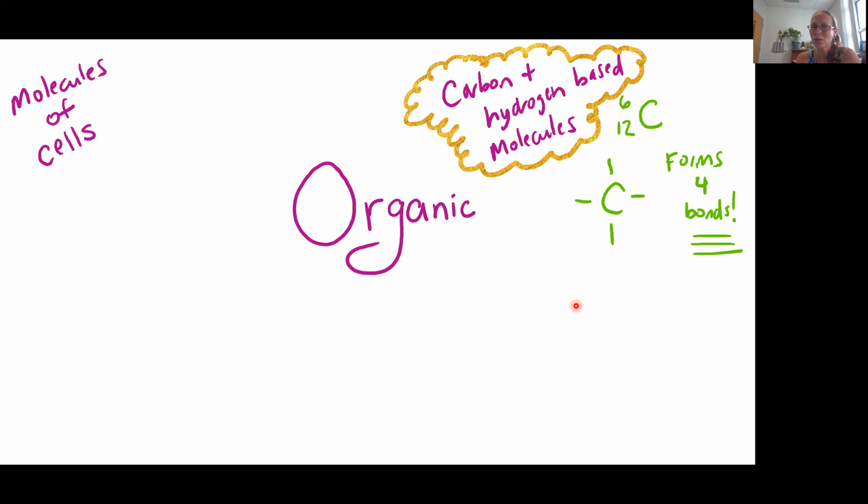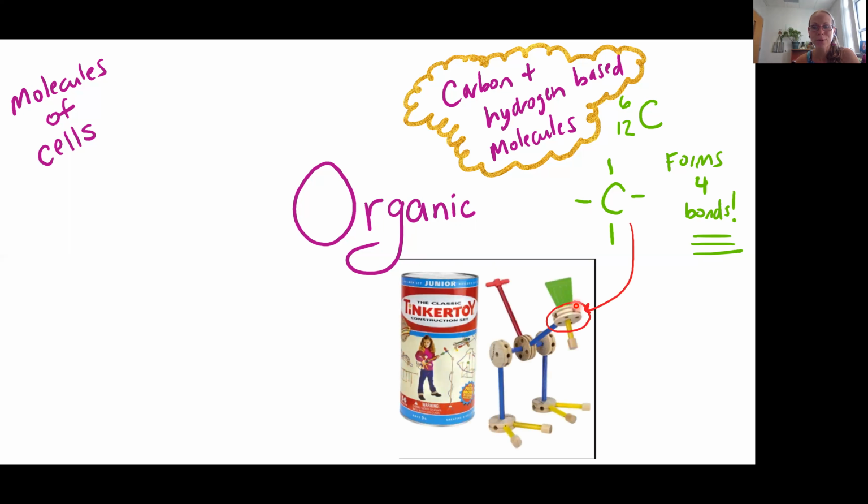Now, whenever I think about organic molecules and the job of carbon, it reminds me of a toy that I played with as a kid. This is kind of an old toy now, so you may or may not be familiar. The Tinker Toy is the toy that I'm thinking about. It was a construction toy, and it was all made of wood. And you had these circular pieces that had holes in them.